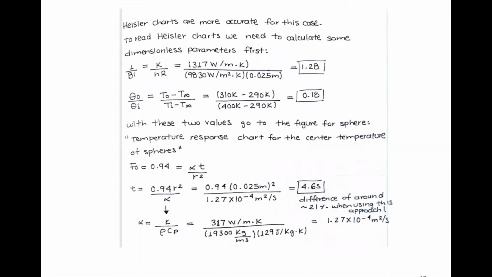To get the time out of the temperature response charts or Heisler charts, we need to get the inverse Biot. Very important, see here the Biot does not divide by 3. Why? Because the chart is already designed for that geometry, right? In this case, a sphere. So we don't have to correct for the geometry. Then we can get the dimensionless temperature because we have the 3 temperatures given, the center, the surroundings, and the initial, right? So with these 2 values, we go to the figure for the temperature response chart for the center temperature of the spheres. And I was able to read 0.94 as the Fourier. So your value is going to change based on your reading.